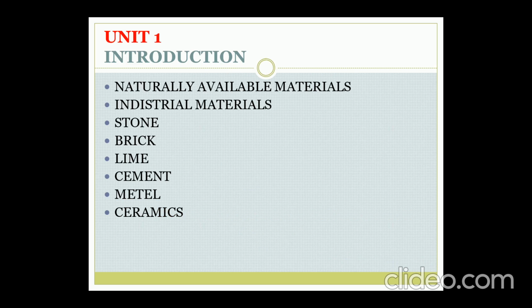This is the introduction portion, and we will be discussing the naturally available materials which are required for the construction of a building, industrial materials that will be somehow a ceramic product or plastic one, and stones, types of stones, their properties, how they are used, where they are used most extensively, the density, and how their strength will be checked. Then we'll come to the bricks, the standard size of the bricks used in India.